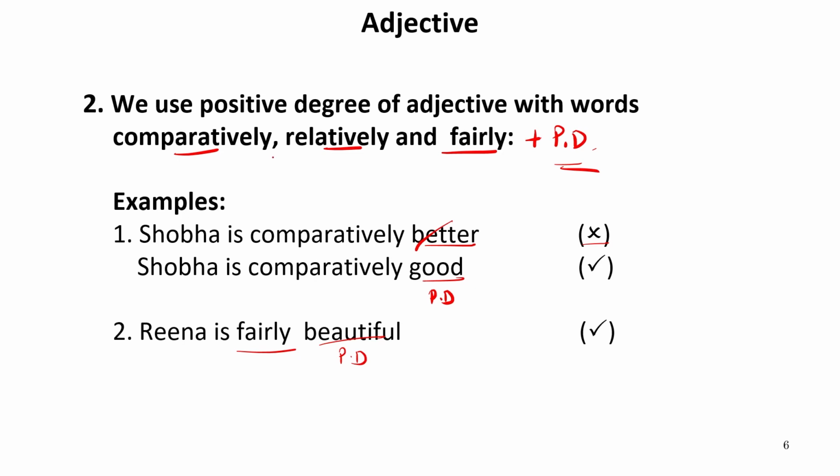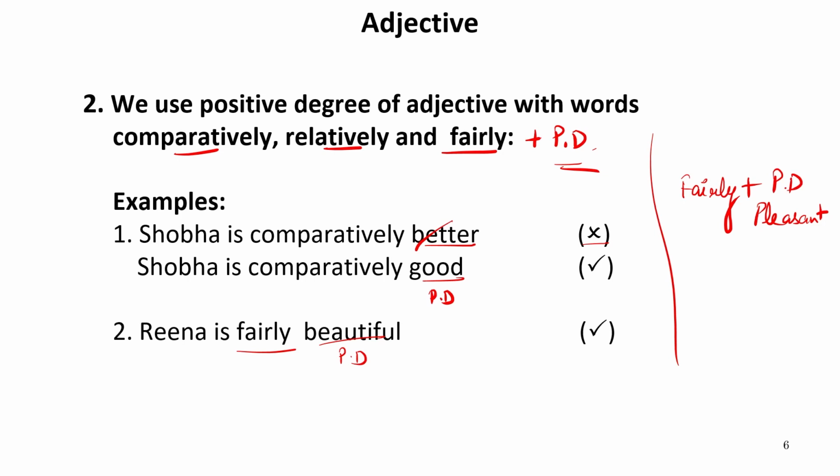Now, there is one more thing. Whenever we have the word fairly, it is always followed by positive degree as well as pleasant or suitable quality words. So, whenever there is a suitable quality, a pleasant quality, or you can say pleasant adjective, we use fairly before it. For example, if I say tea is fairly hot, now obviously tea should be hot, and I'm saying tea is fairly hot. So this hot is a suitable quality of tea.